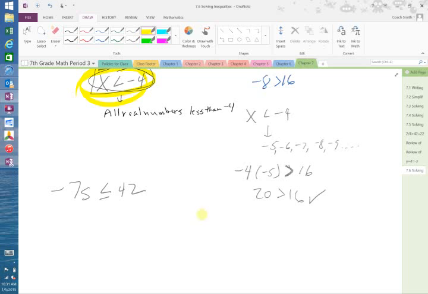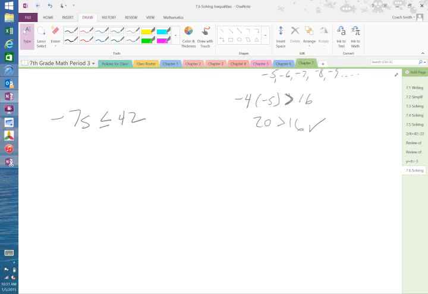Okay, back to the negative 7s is less than or equal to 42. I'm multiplying by negative 7. So to solve the inequality, I must divide both sides by negative 7. That cancels, leaving me with s. Now, I divided by a negative 7. So I must take that and reverse it.